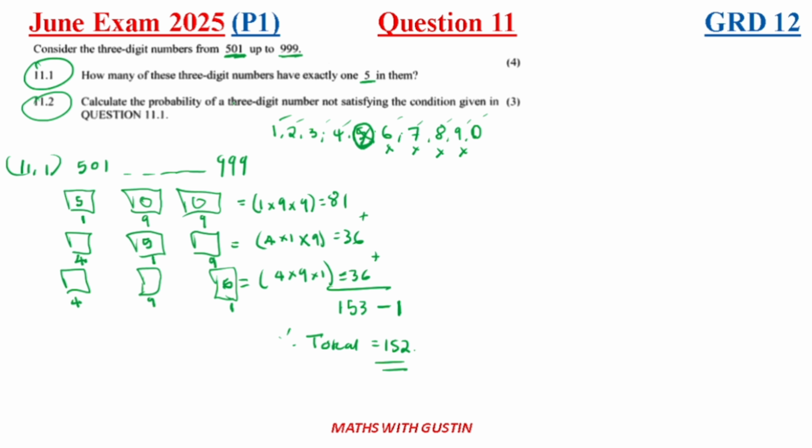11.2. Said calculate the probability of a 3-digit number not satisfying the condition given in 11.1. Right? So you are looking for a number that is not part of these numbers, right? So now here, let's see. So now here, what do we have? So first of all, how many numbers do we have here? So that we remove the ones that are satisfying, then we are left with the ones that do not satisfy, right?